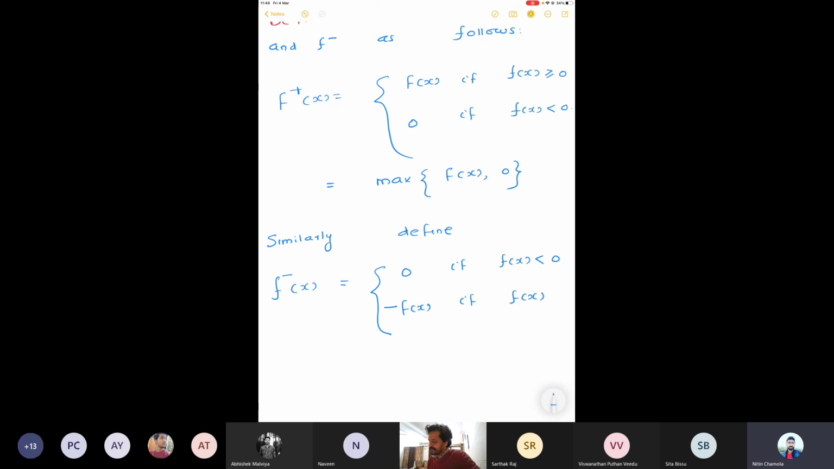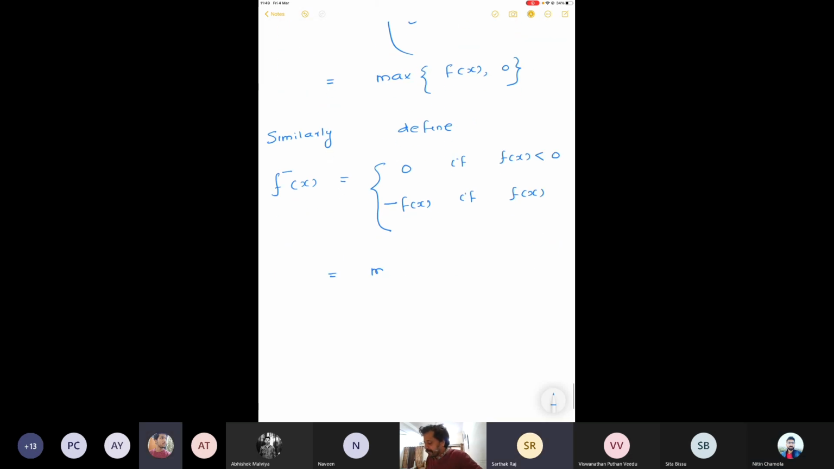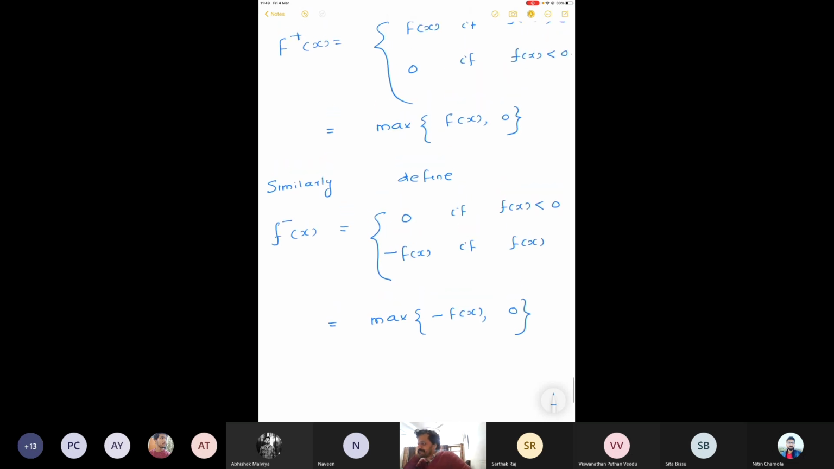So what I want is actually minus f of x: the maximum of minus f(x) and 0. So it will be 0 where f(x) is positive... No, it is 0 where f(x) is negative, and minus f(x) where f(x) is negative. I want f minus x to finally be positive only.